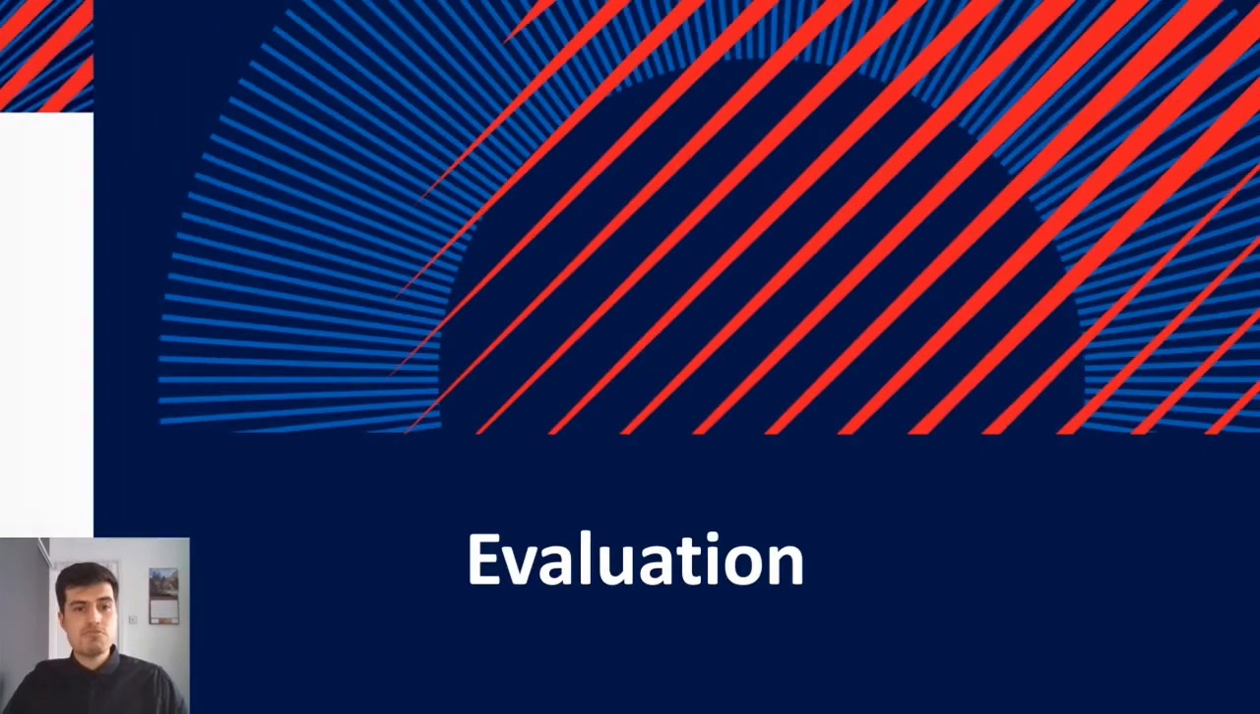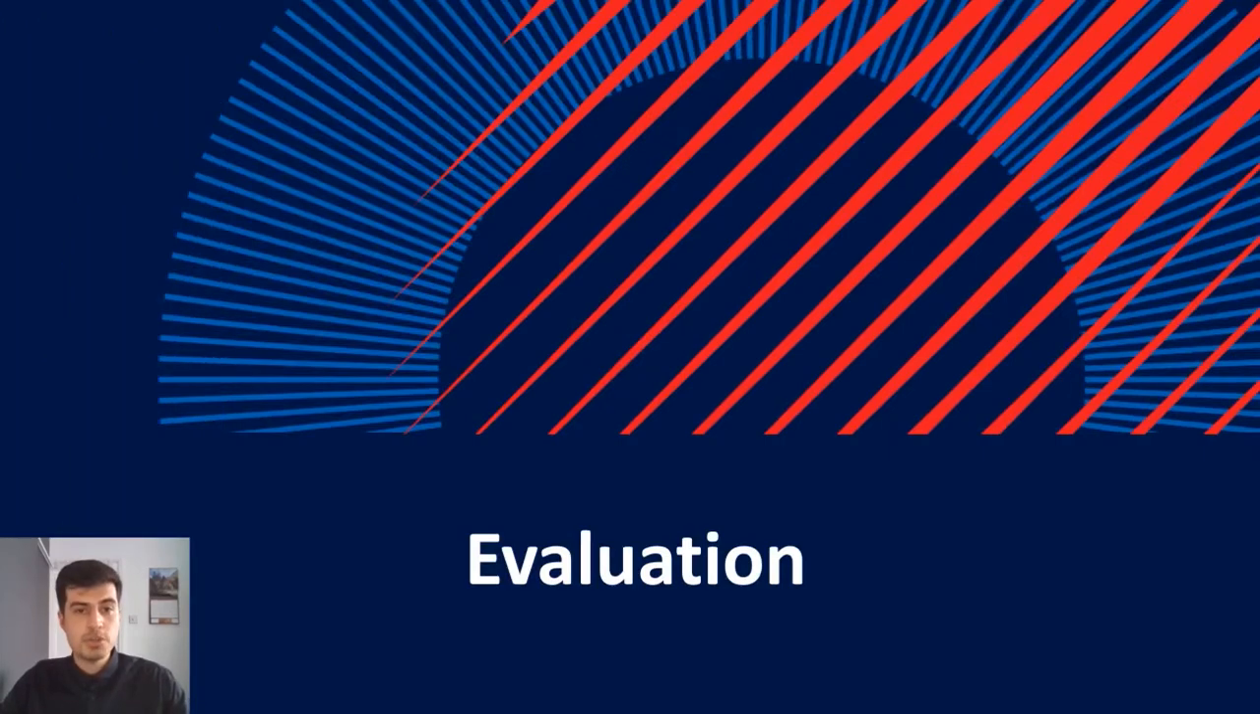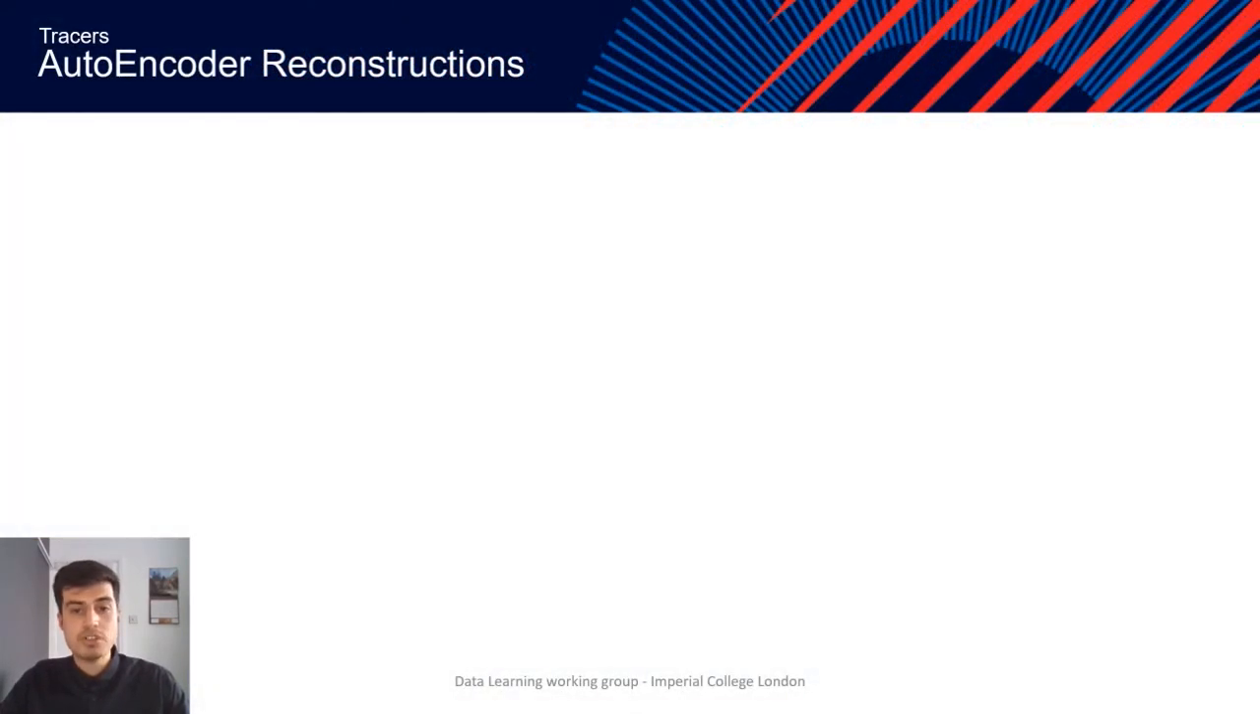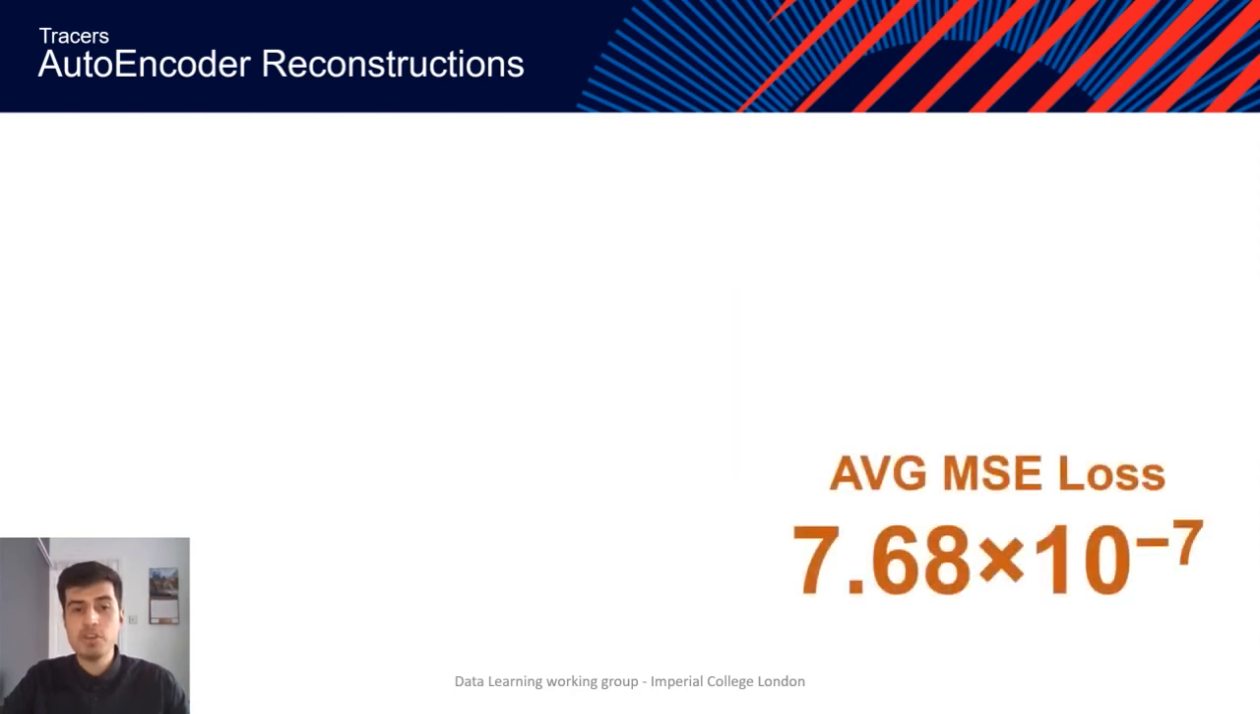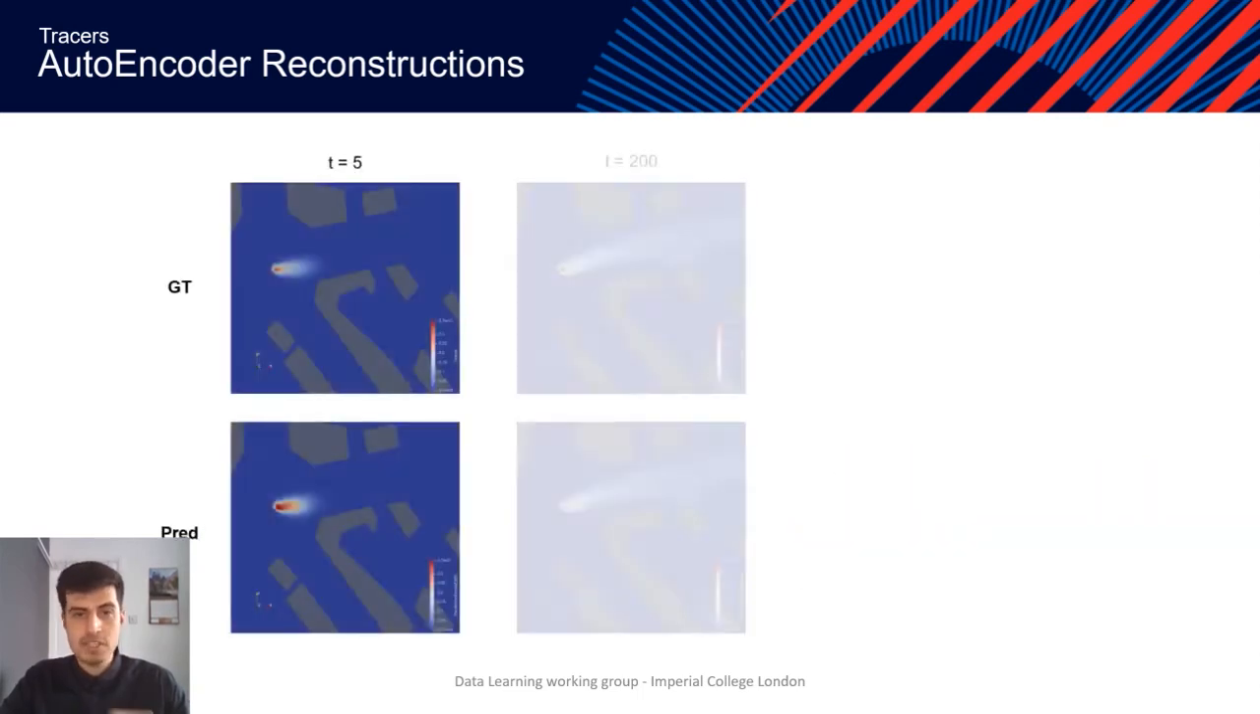So now looking at some of the results. The tracer autoencoder was trained for 600 epochs, reducing the dimensionality down to 256 from 100,040, whilst achieving an average mean squared error loss of 7.68 times 10 to the minus 7. Showcased here are a forward pass through the encoder and decoder.